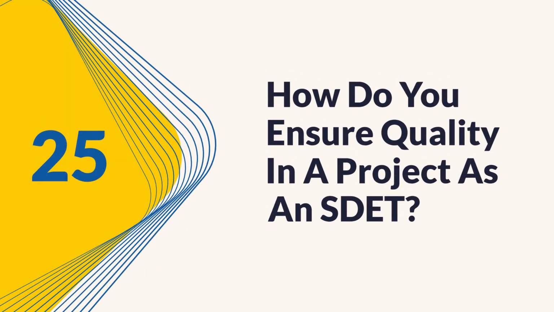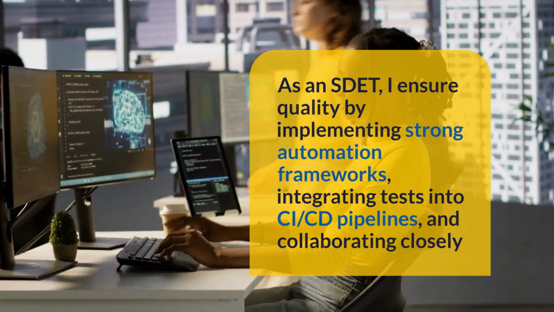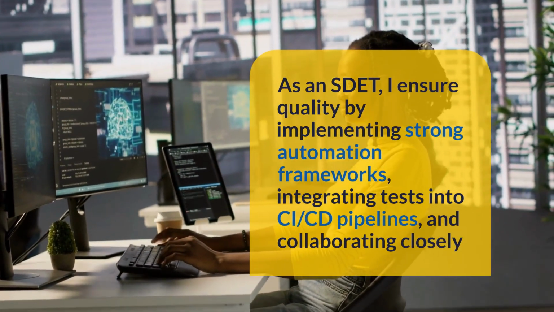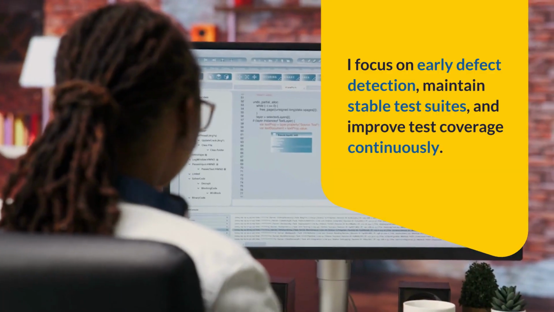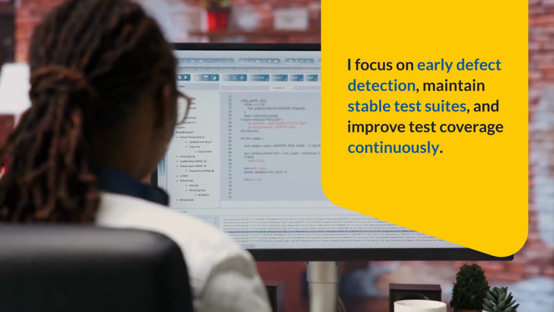25. How do you ensure quality in a project as an SDET? As an SDET, I ensure quality by implementing strong automation frameworks, integrating tests into CI/CD pipelines, and collaborating closely with developers. I focus on early defect detection, maintain stable test suites, and improve test coverage continuously.